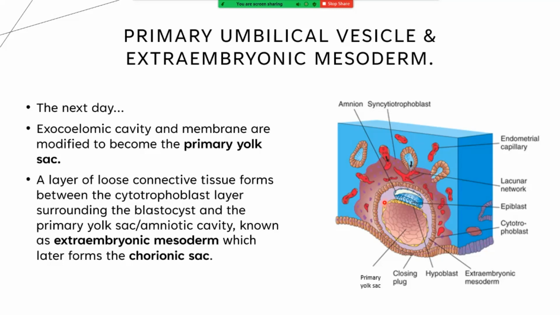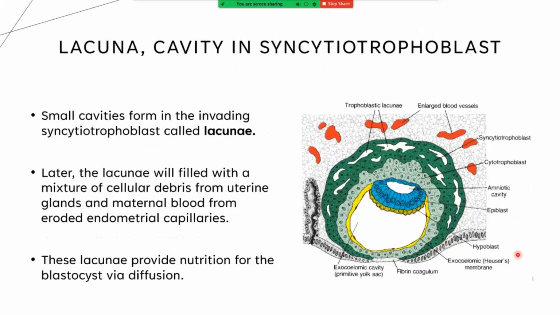They are known as extraembryonic mesoderm. This extraembryonic mesoderm later forms the chorionic sac. At the same time, you can remember that the trophoblast, the tissue of trophoblast that is fused and has no cell membrane, starts forming small cavities within it.